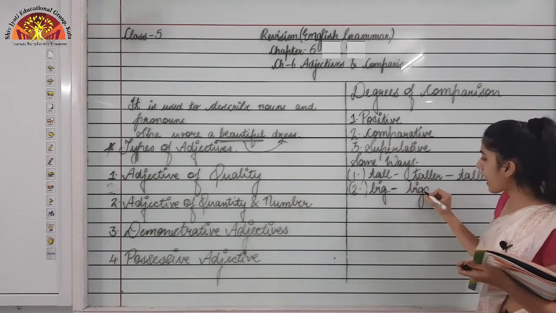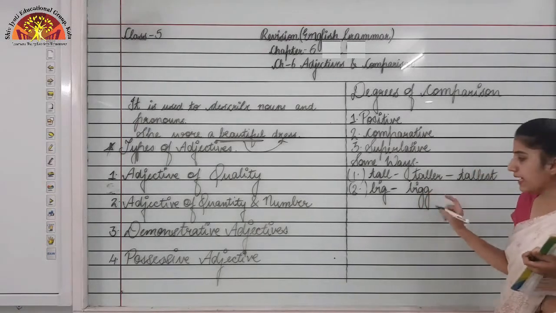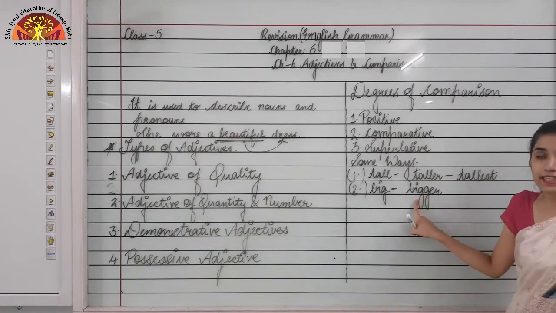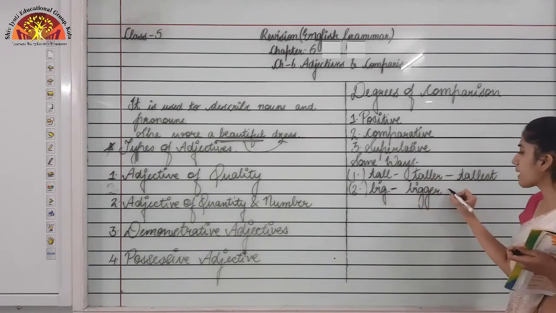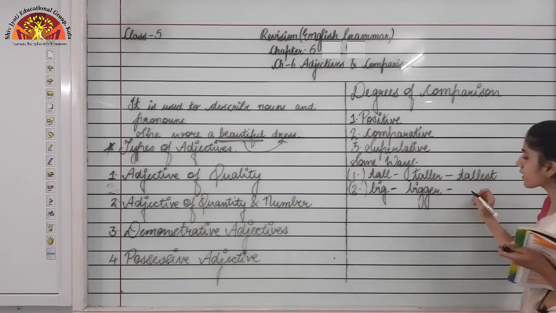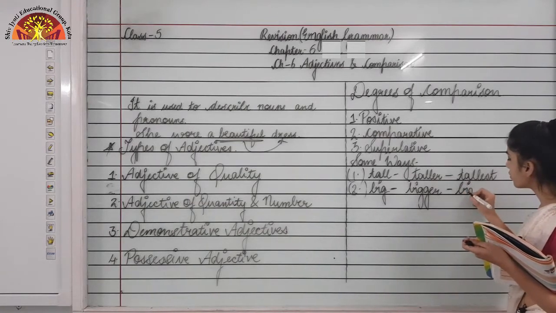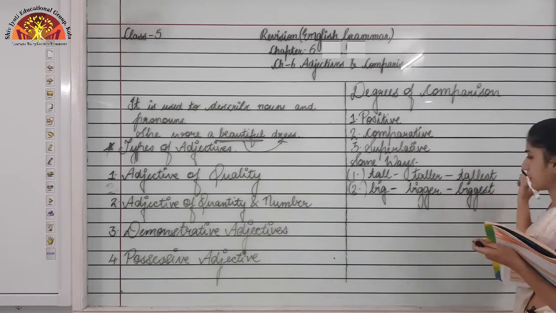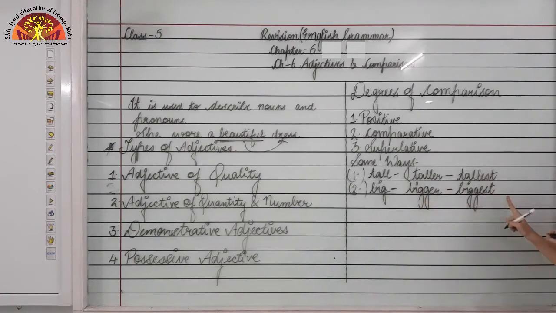G. I'll add one more G because I have to double the letter, and then I'll add er. That is the comparative degree of big. And the same goes with the superlative degree also. B, I, G, and one more G I need to add, and then est. Okay, so big, bigger, and biggest.